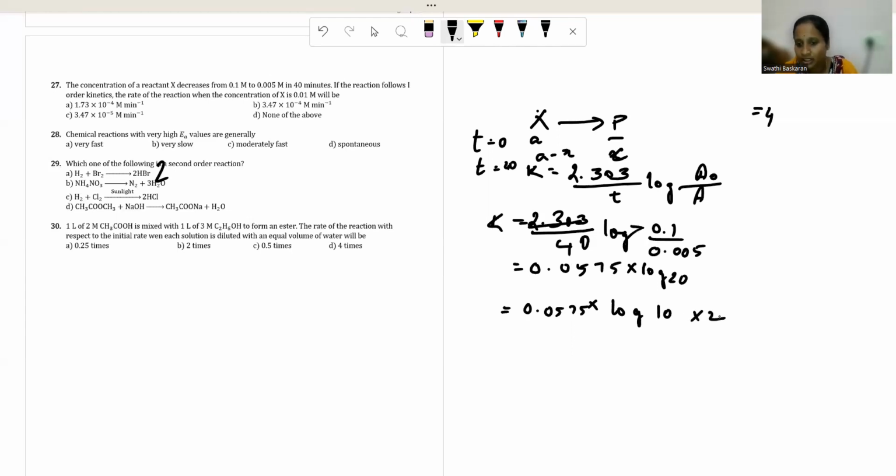Now this is actually in the form of log of A into B. So log of A into B is equal to log A plus log B, correct? So hence we will write in that format.